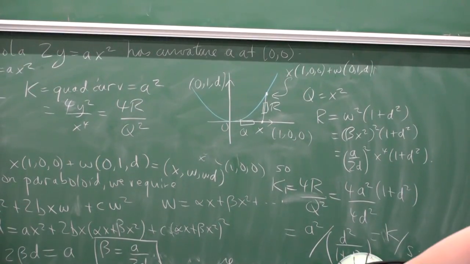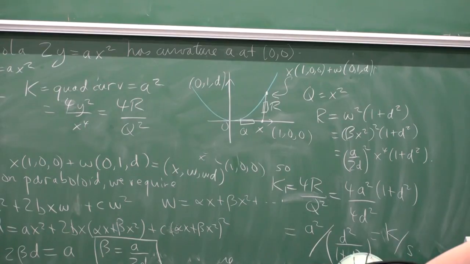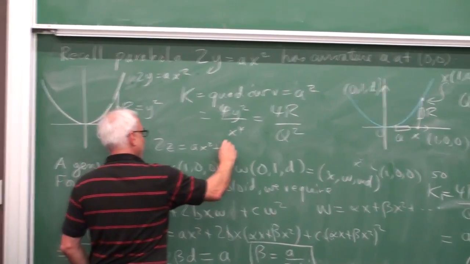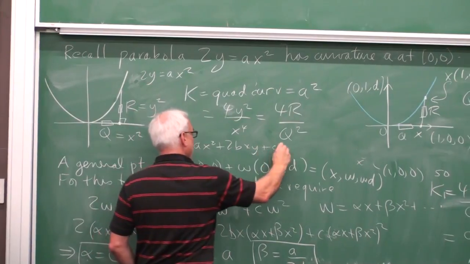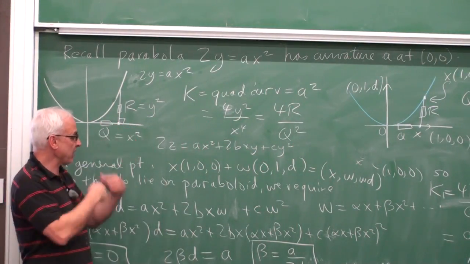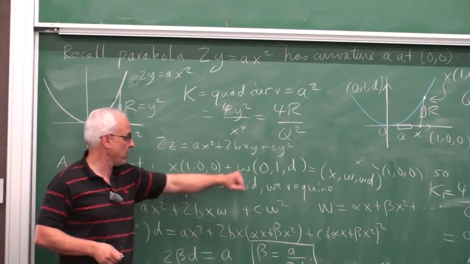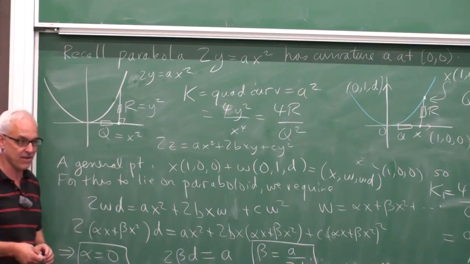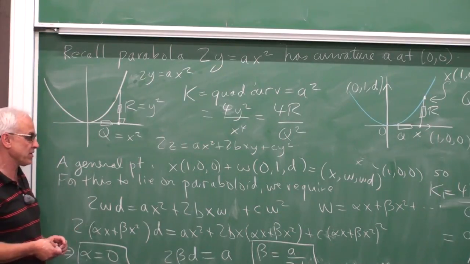Because the normal curvature is of the paraboloid that we were considering, and the paraboloid was 2z equals ax squared plus 2bxy plus cy squared. In the x direction with y equal to 0, we're just going to get ax squared. And so the normal curvature is actually a, and the quadratic normal curvature is a squared.